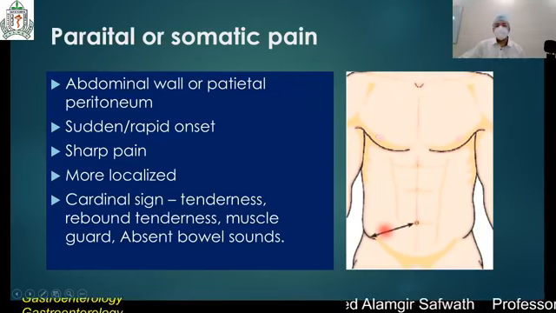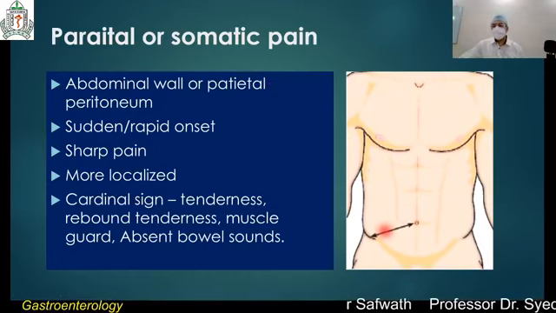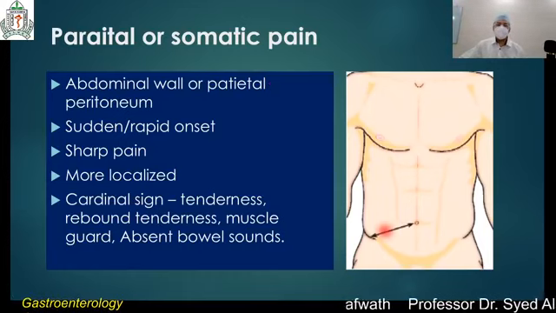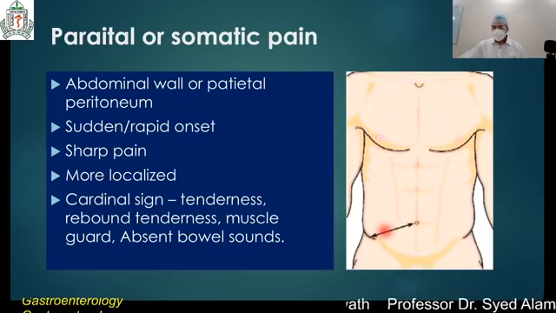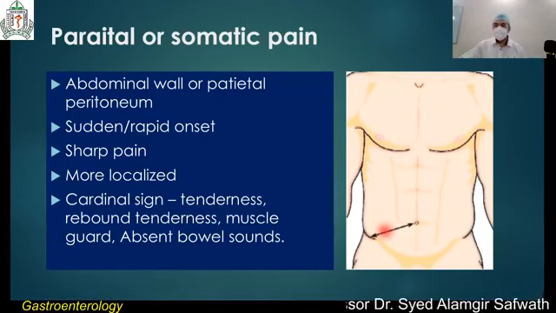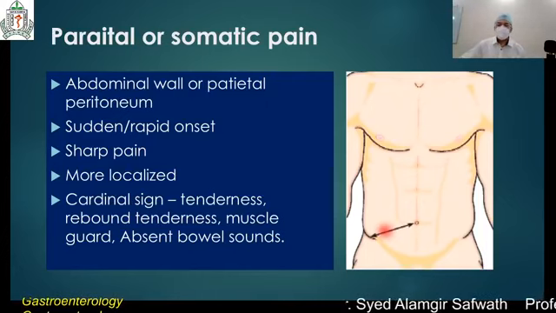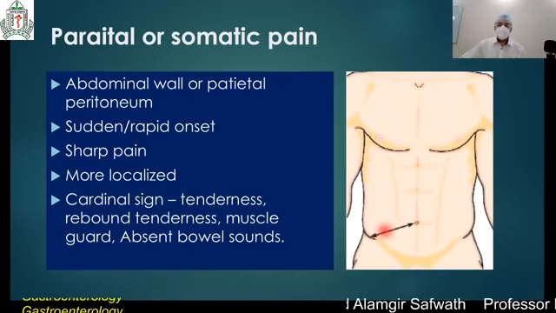Somatic pain: we know that the abdominal wall as well as the parietal peritoneum has somatic nerve innervation. So they are sensitive to pain and give rise to somatic pain. The difference from visceral pain is that somatic pain is sudden or rapid in onset and sharp. It is more localized, and the patient can easily localize the pain. And there are some cardinal signs for somatic pain like tenderness, rebound tenderness, muscle guard, and absent bowel sound.